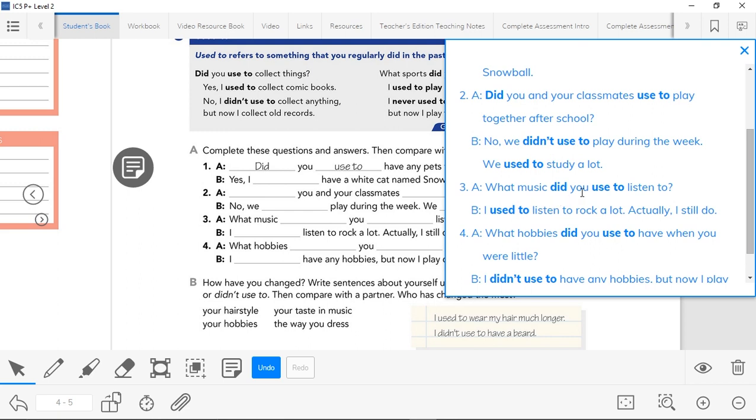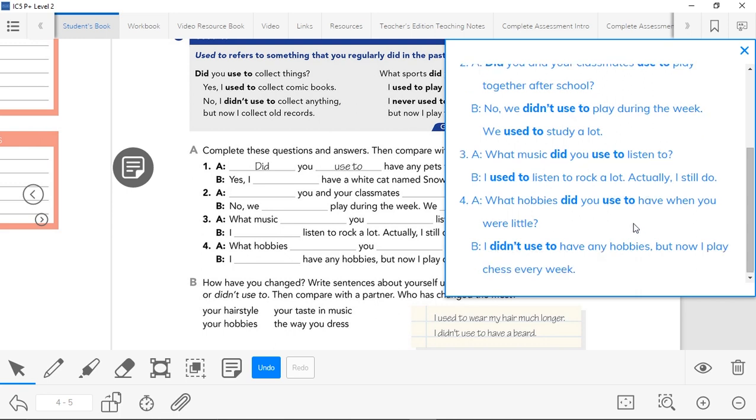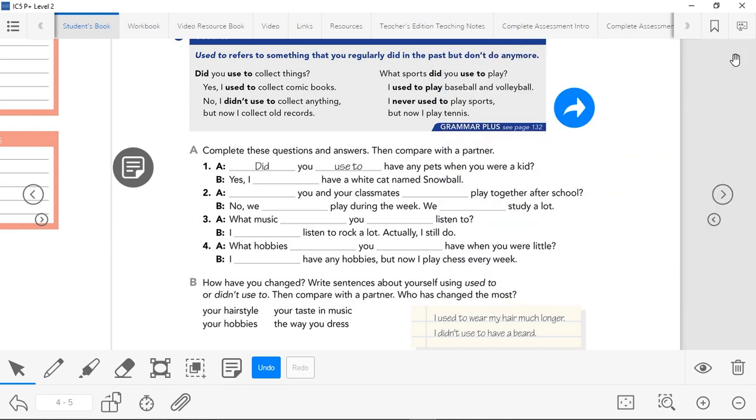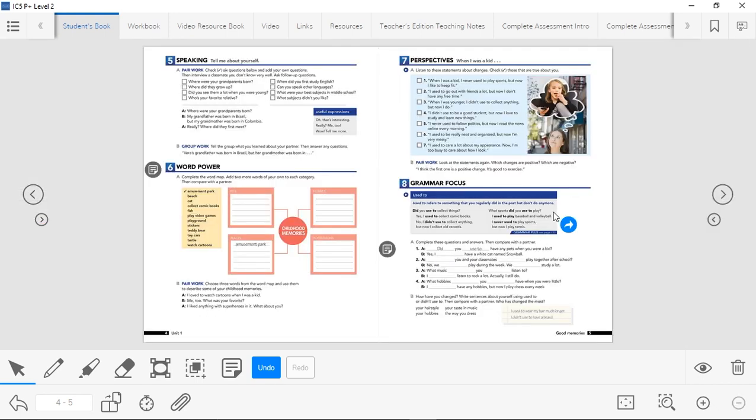What music did you used to listen to? I used to listen to rock a lot. Actually, I still do. What hobbies did you used to have when you were little? I didn't used to have any hobbies, but now I play chess every week. Okay, if you have those answers, that is very good.